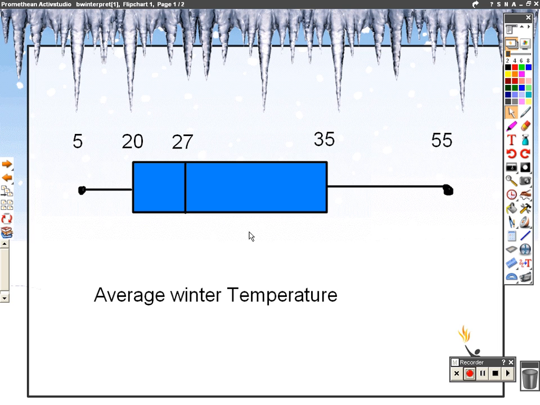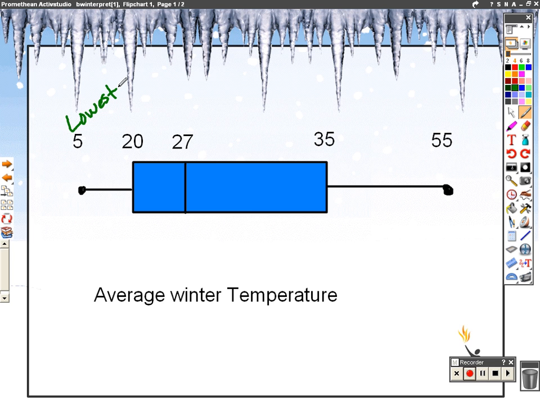Hello, in this video we're going to look at interpreting box and whisker plots. Here we have a box and whisker plot of the average winter temperature, and we're going to test our little reading skills. What is the lowest temperature? The lowest temperature is 5 because this is my lower extreme. Okay, so my lowest is 5.